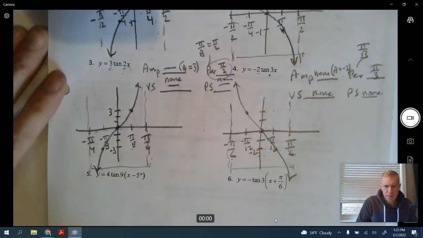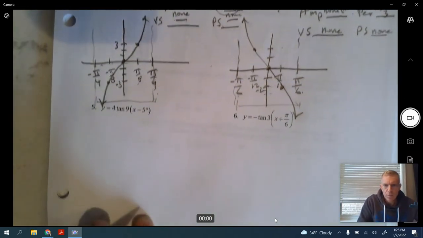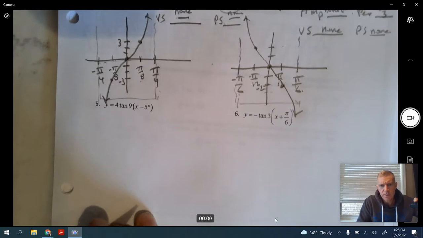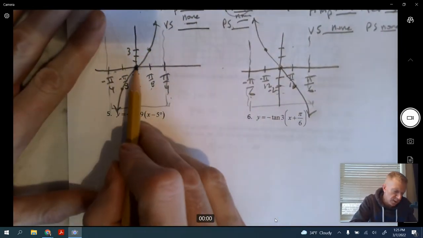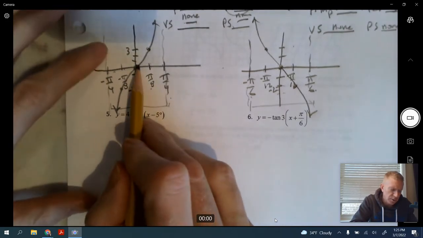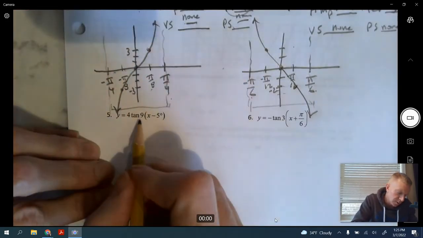Okay, there's your tangent graph. Now let's do a couple more just to practice. These have horizontal shifts. We don't have any vertical shifts. If you did, this point and the whole graph would shift up or down. But let's do this one.